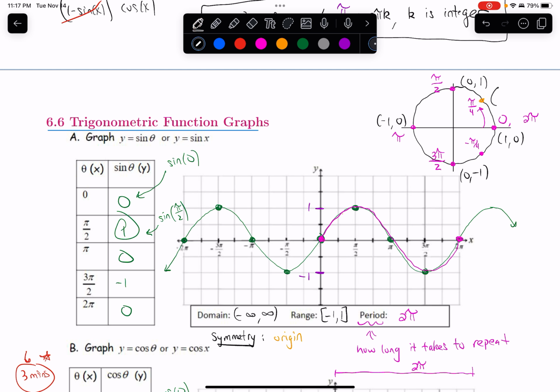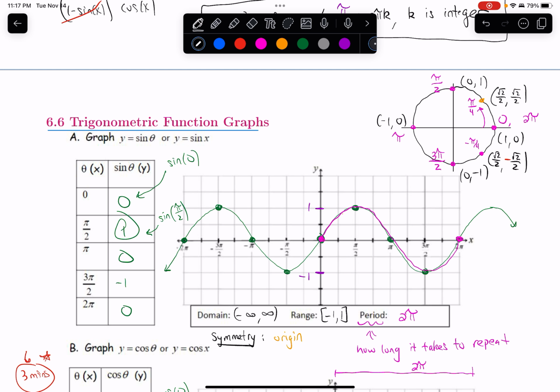At pi over 4, x is root 2 over 2, and y is the same, root 2 over 2. And then down here where negative pi over 4 is, my x coordinate's still positive, still root 2 over 2, but the y coordinate is going to be the same value, but negative, because I'm down here where the y values are negative. So comma, I'll put a negative root 2 over 2.